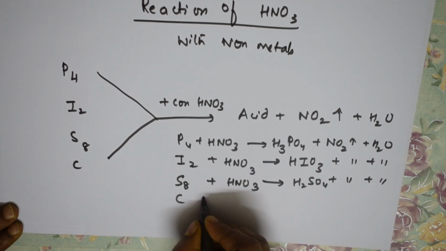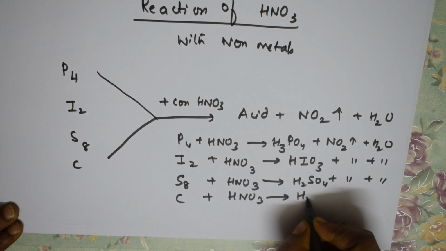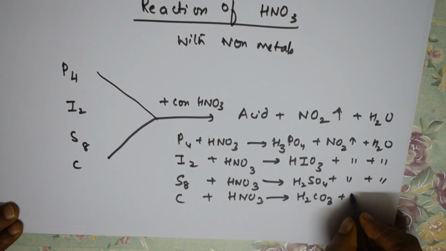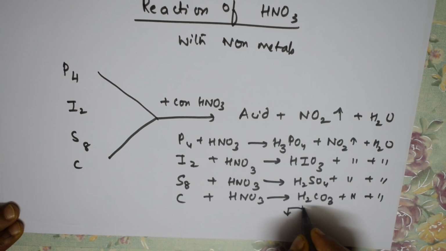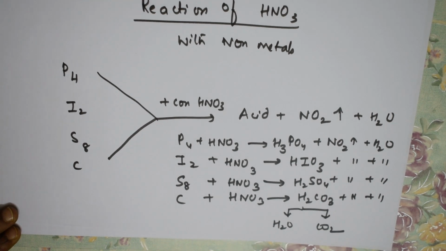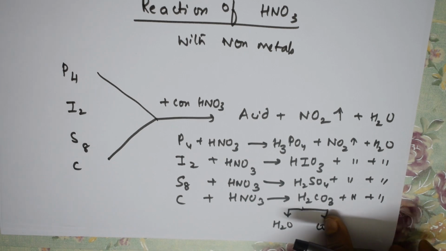If I take carbon, it's going to form carbonic acid plus NO2 plus water. Now carbonic acid is not stable, no? It's going to further break into water and carbon dioxide. Yes, students, isn't it interesting? Isn't it easy? Yes. So here, basically, remember the reactions are very easy. Now, the only thing is you need to remember what is the trick.